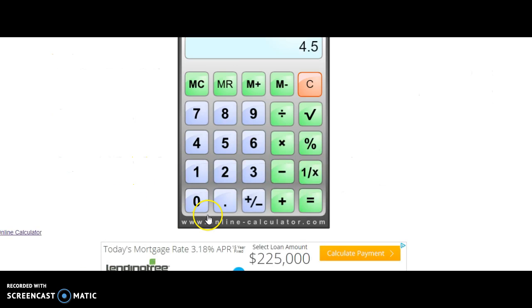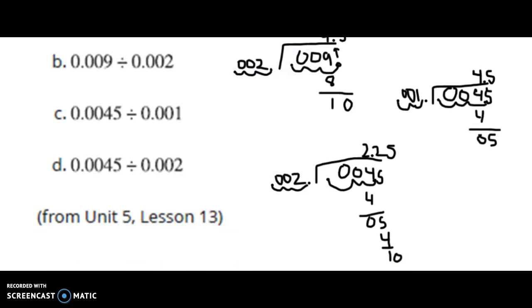Let's double check. 0.0045 divided by 0.002 equals 2.25. Let's double check that that's what we got. 2.25. We are correct.